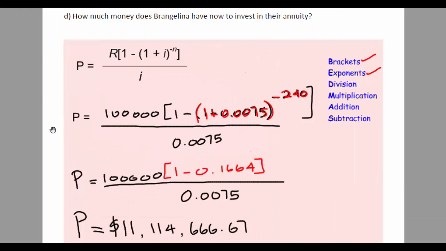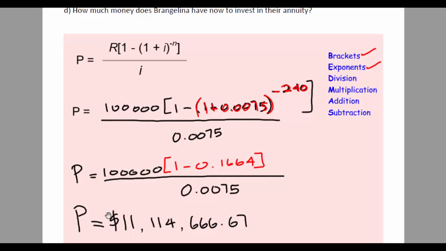If we use this formula, the present value of an annuity, and we have R as $100,000 a month with the investment properties, so we've calculated i and we've got our n, we can take this and calculate that we actually only need $11,114,666.67 in our bank account. Whoa! So they're going to actually withdraw $24 million worth of money, but all they need today is less than half of that.